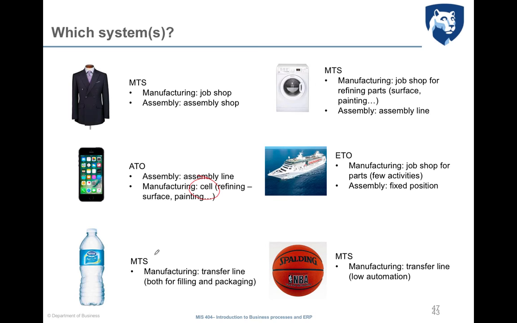Then you see again water is realized in make-to-stock systems, and in particular in the process industries, which see manufacturing transfer lines, while washing machines use a job shop in manufacturing for some parts refinement, like surface and painting, while instead they use dedicated assembly lines to assemble all the components.